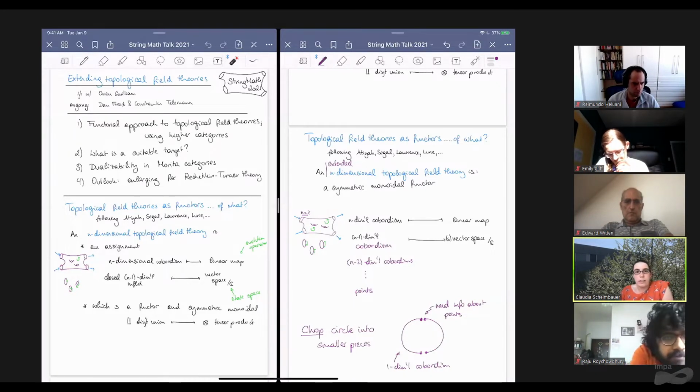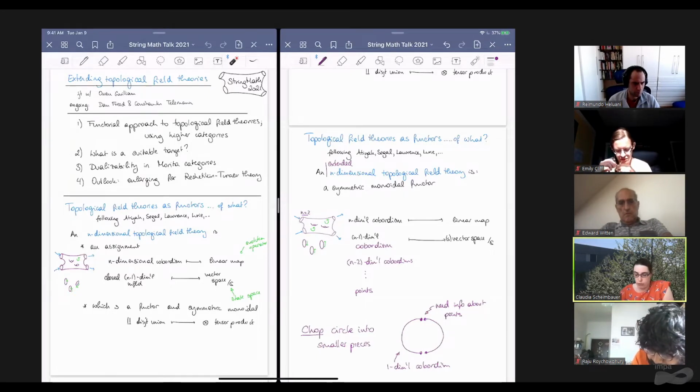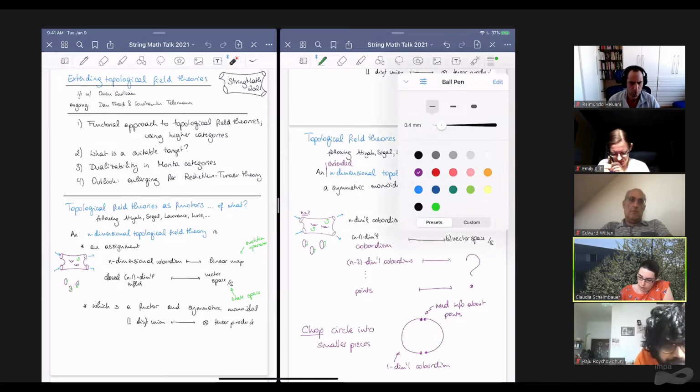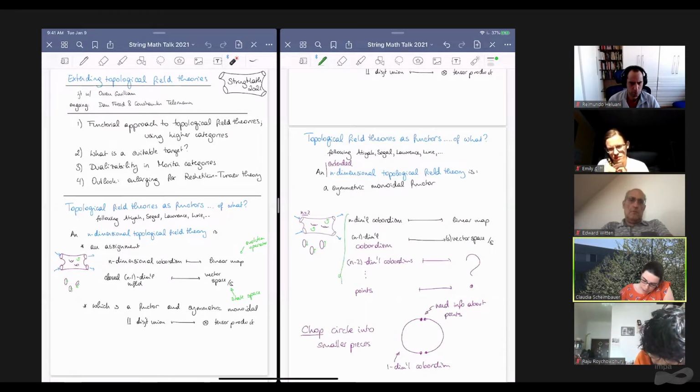Okay, but now we said it should be a symmetric monoidal functor. So, first of all, what do we want to assign to these things? It should be some generalization of what we already had. And what's the structure? Now, I want to organize these into a nice structure so I can just summarize the properties that I have. And what just turns out to be convenient mathematically is the structure of an infinity n category.